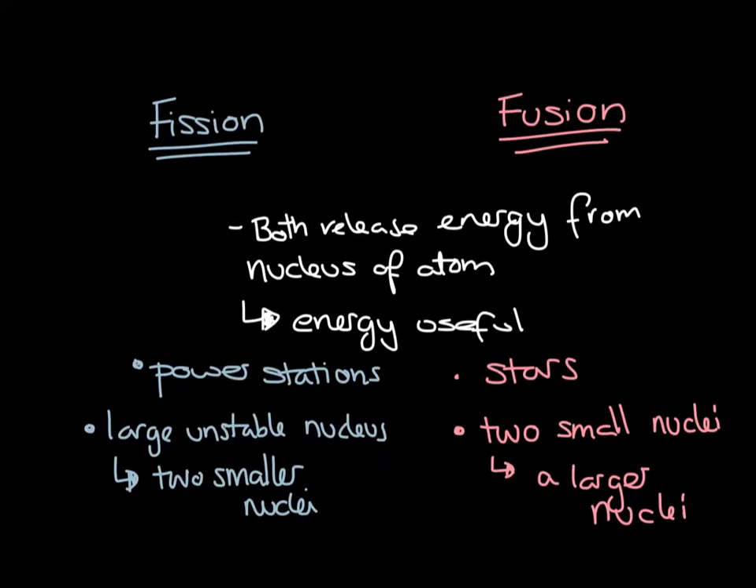Now, we said previously when we were doing a little overview of fission and fusion that both release energy from the nucleus of an atom, and that energy can be useful and we can use it to do other things like generate electricity. Currently, fission takes place in power stations, but fusion takes place in stars. Fission is a large unstable nucleus turning into two smaller nuclei when a neutron is absorbed into the nucleus, and with fusion we've got the opposite. We've got two small nuclei fusing together to become one large nucleus.